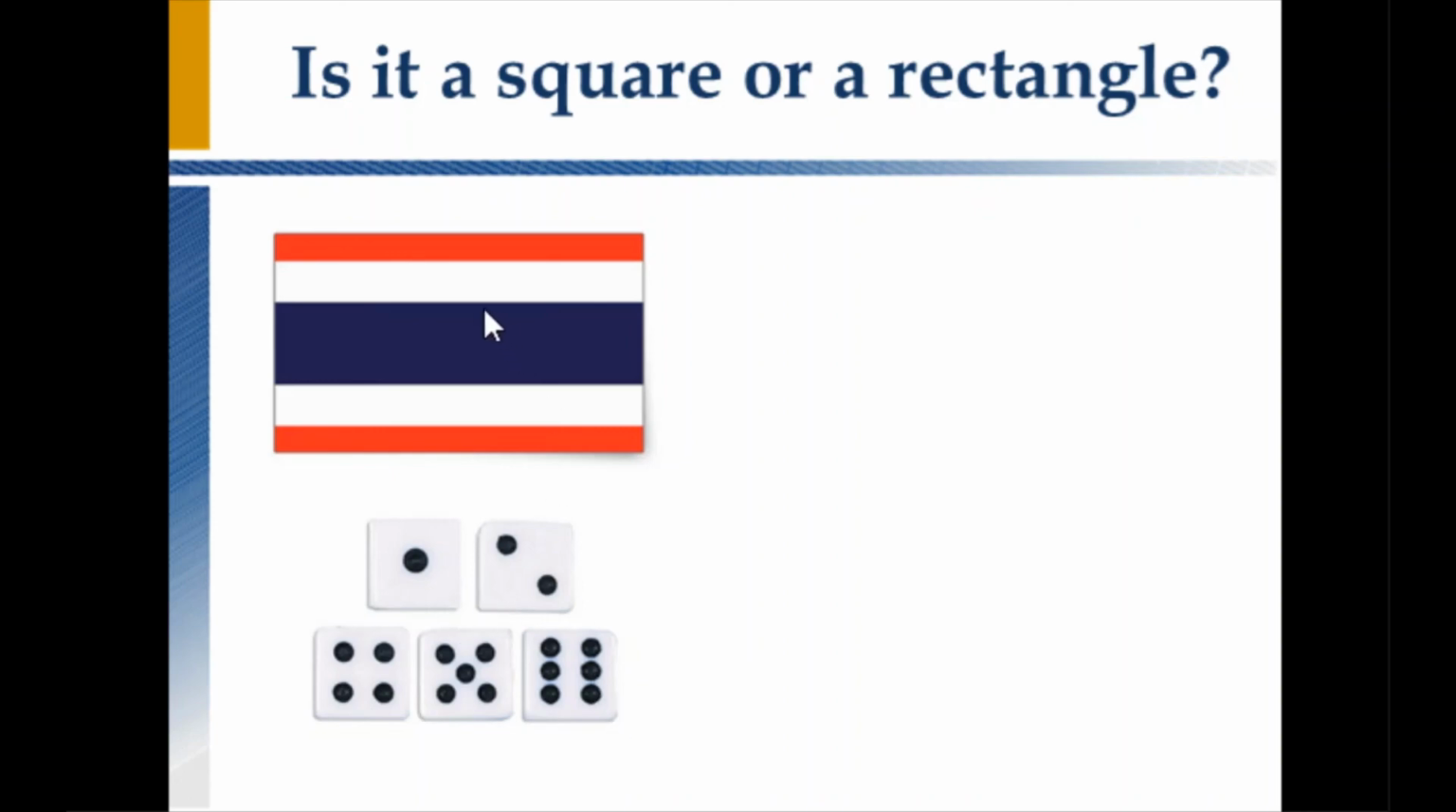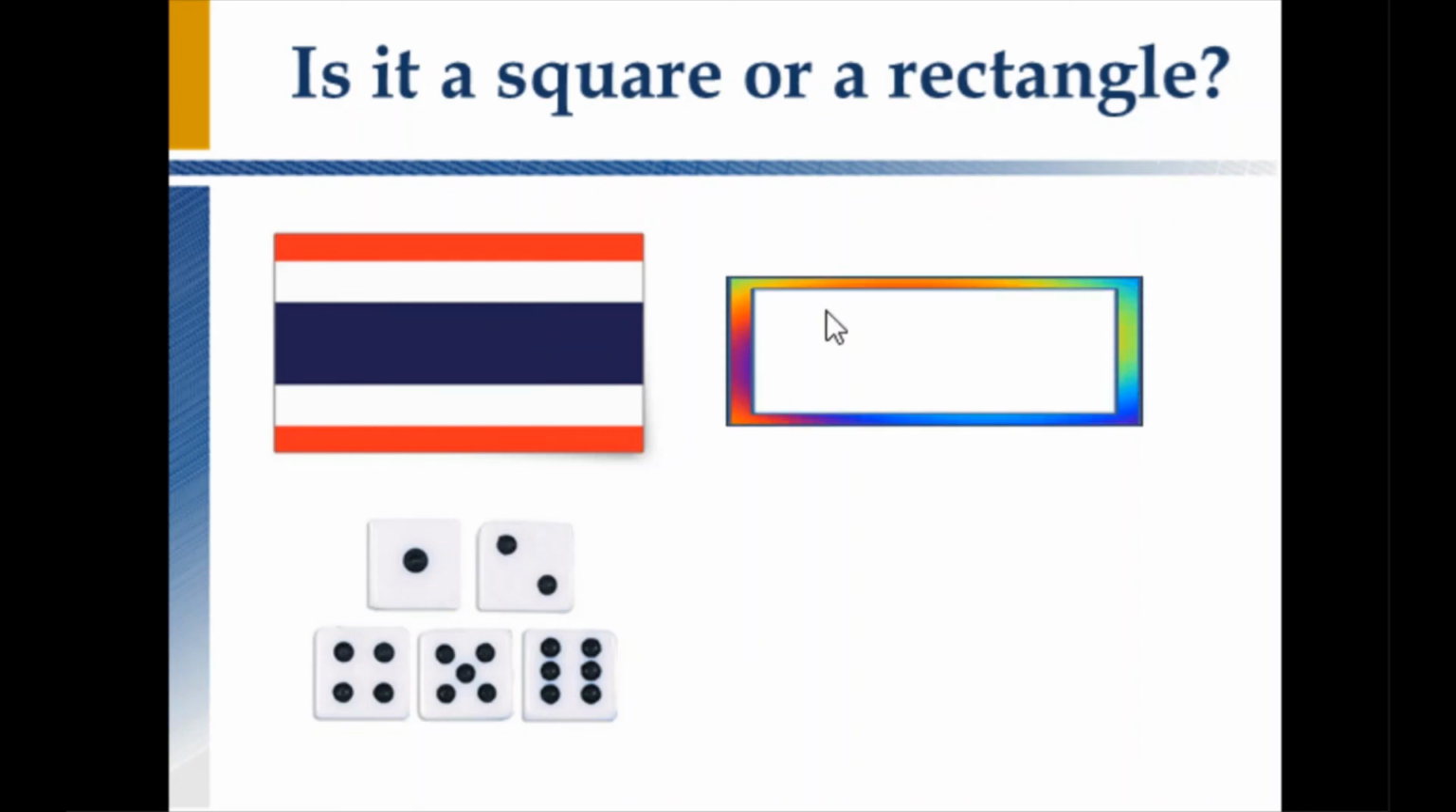Is the flag a square or a rectangle? Does this flag have equal sides? No, they don't. So that means it is a rectangle. Very good. The flag is a rectangle. Good job, everybody. How about the last one?